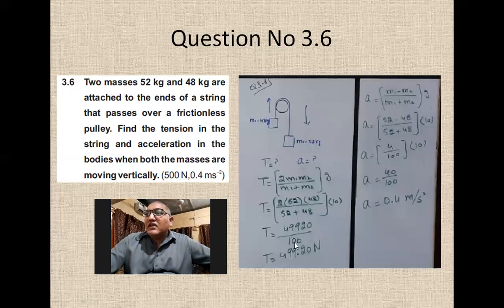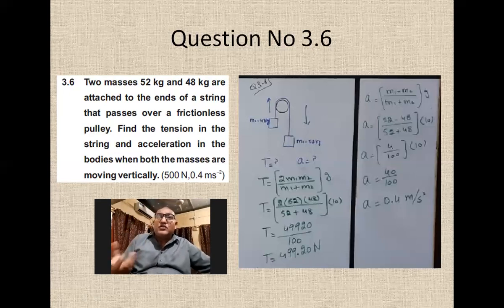So when you do this calculation, that will be 4992 divided by 100, and you multiply with the 10. So this whole thing is 49920 divided by 100, so that will be 499.20. This is approximately 500 Newtons. So that is the answer here. The key point is that you need to remember this formula.